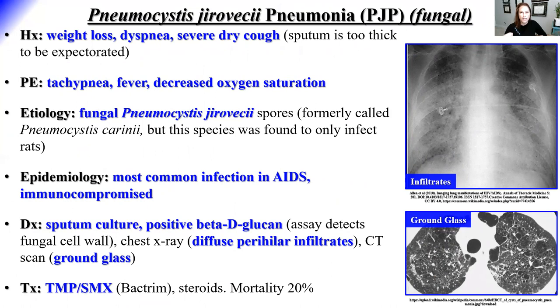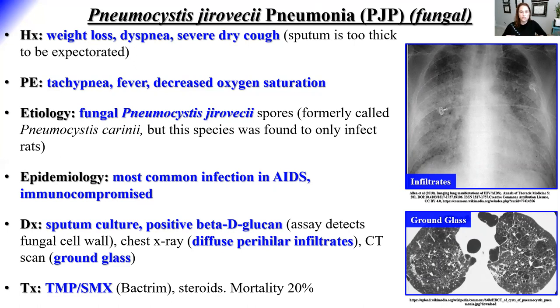Weight loss, dyspnea, severe dry cough, because the sputum is so thick they can't expectorate it. When we have decreased respiratory effort, so tachypnea, fever, decreased oxygen saturation, because that mucus is plugging the airways. We talked about this as the most common respiratory infection in AIDS and other immunocompromised patients. Sputum culture would be diagnostic if they're able to get the sputum out.